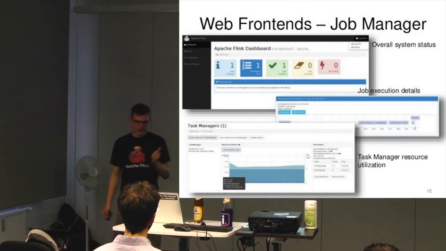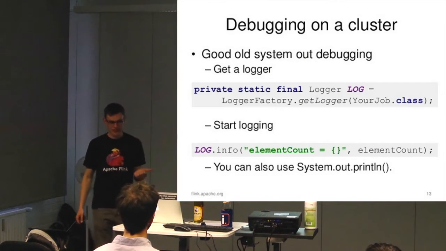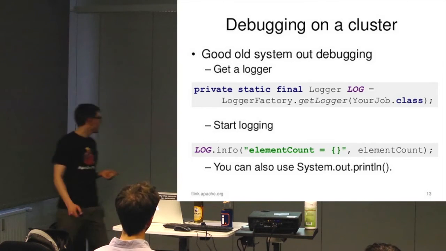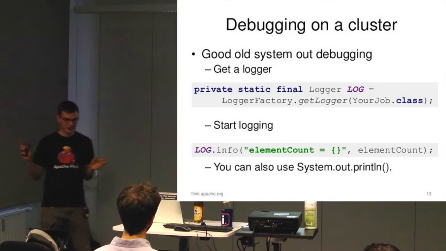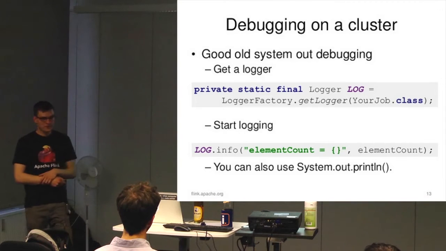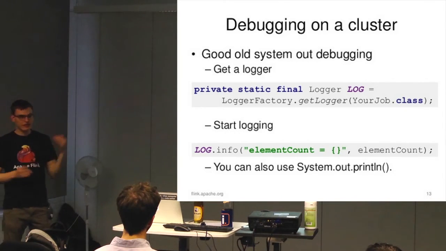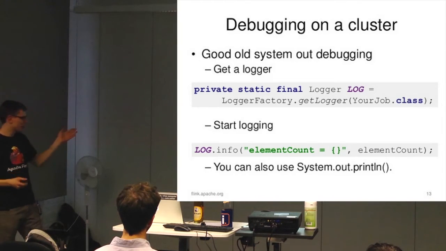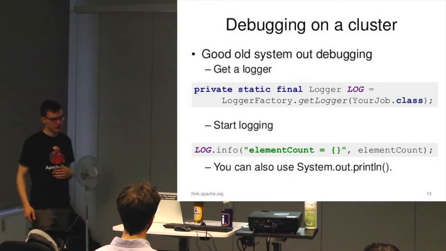But that's only the theory, and in practice stuff doesn't work. So then you need to debug stuff on the cluster, which is harder. And the easiest way to debug stuff on the cluster is good old system out debugging. You can either use our logging framework. For that you first need to get a logger, and then you can start logging stuff. We log at the info level by default. So everything that is above info will also be logged. But if you prefer quick and dirty, you can also do system out print line.